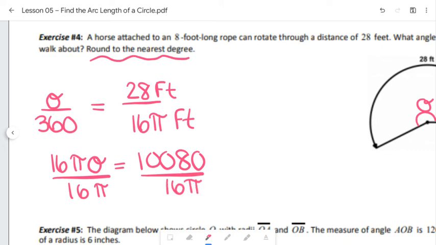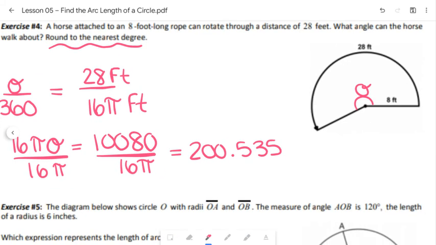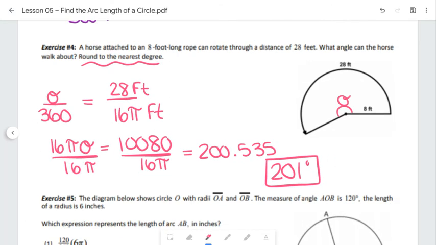Remember to be careful here, because when the calculator reads this, it's just thinking that it's normal multiplication, PEMDAS. So make sure your 16 pi is in parentheses when you divide, or that you use your alpha y equals trick, because you want to make sure you get the proper degree here. We get 200.535. So to the nearest degree, 201 degrees. That's our central angle that the horse can travel.